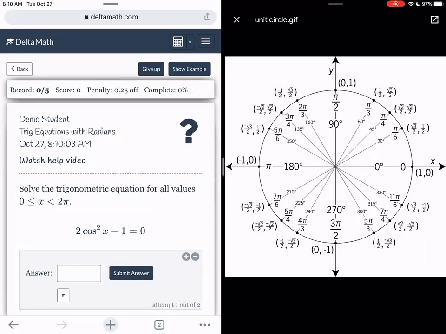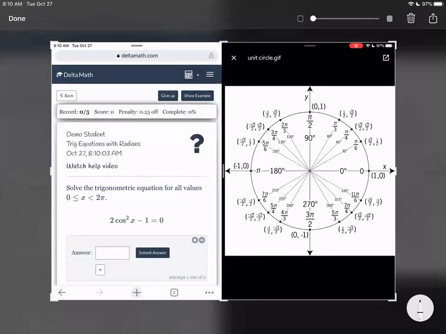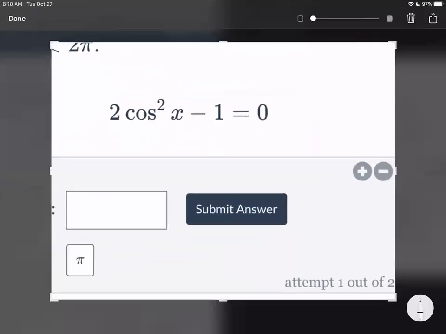So our first section that we started off with is solving equations with radians. I'm going to screenshot this. And then we're going to solve the trigonometric equation for all values between 0 and 2 pi. So solve it for all values inside our circle. So when you want to solve this, you just want to get the cosine x by itself. So that's what we're going to do.